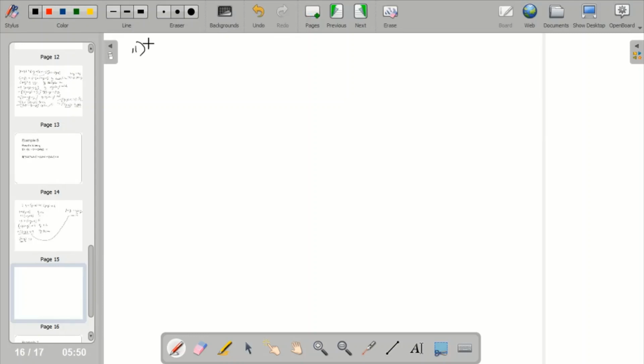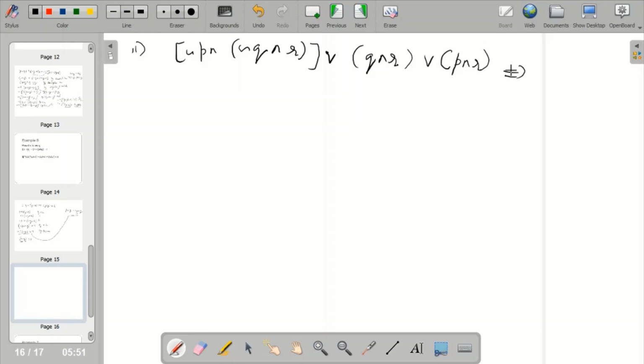So the second question is: negation of P and negation of Q and R, or Q and R, or P and R, conditionally equal to R. You have to prove that this is equal to R. Okay, so negation P and negation of Q and R, or Q and R or P and R, we have to prove that it is equal to R. Can we solve this particular problem?